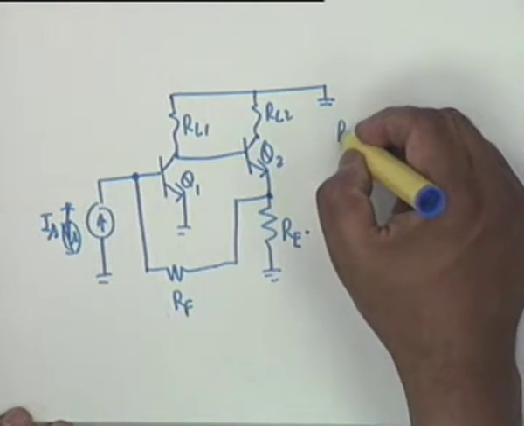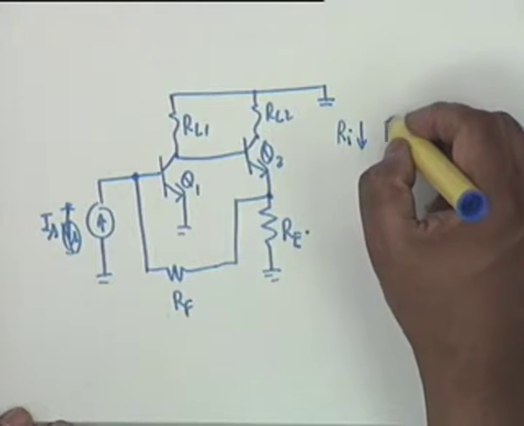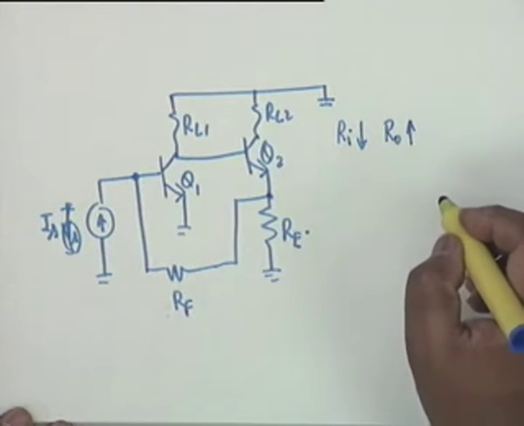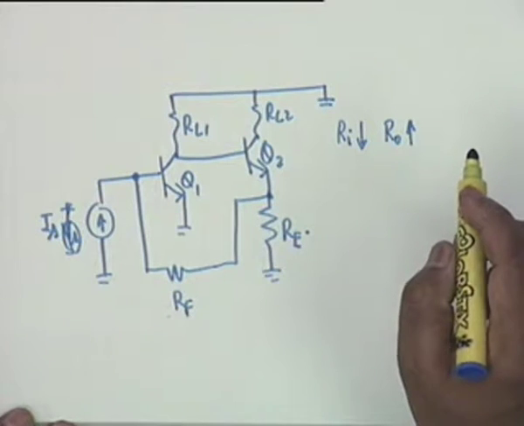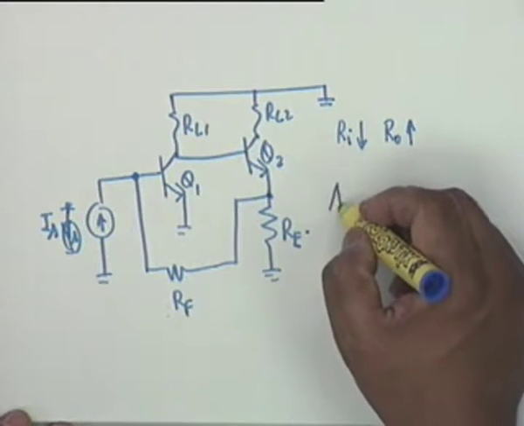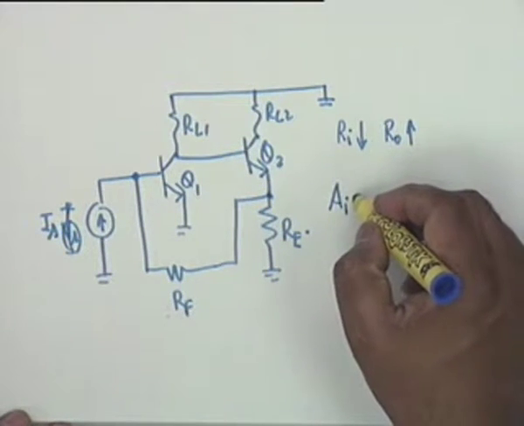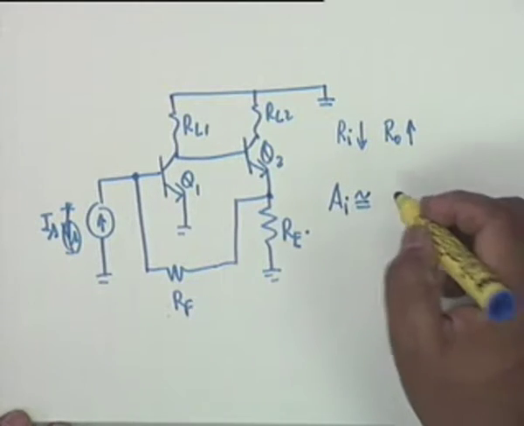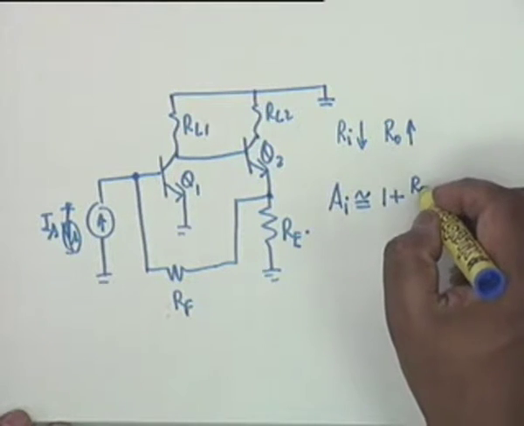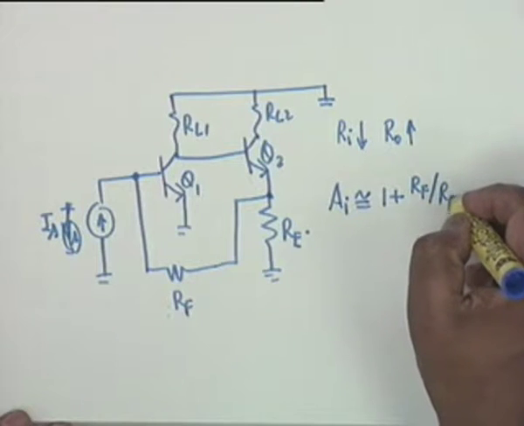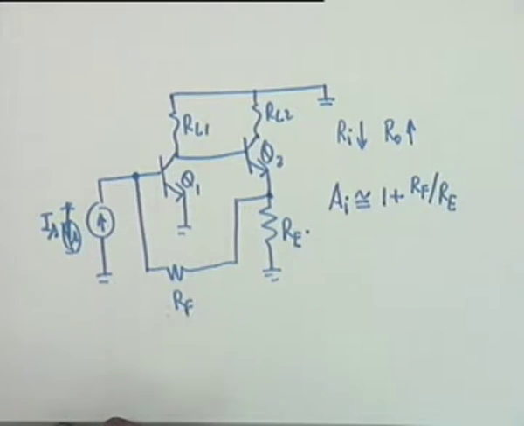As I said, R sub I would be low for this, R sub O would be high, and therefore it is a current to current transducer, and the mid-band amplification is the same as in the previous case, RF by RE. Again, you can carry out the same exercise: find RI, find R naught, and find FH.